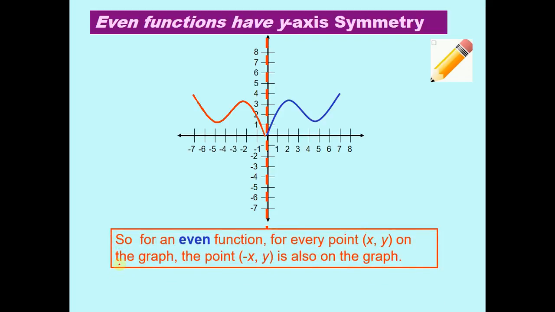Another way to put it in more algebraic terms: for an even function, for every point (x, y) on the graph, you also have the point (negative x, y) on the graph. So if I have the point (1, 2), I also have the point (negative 1, 2), because all you're doing is flip-flopping the x's sign. You're not changing the y value at all.